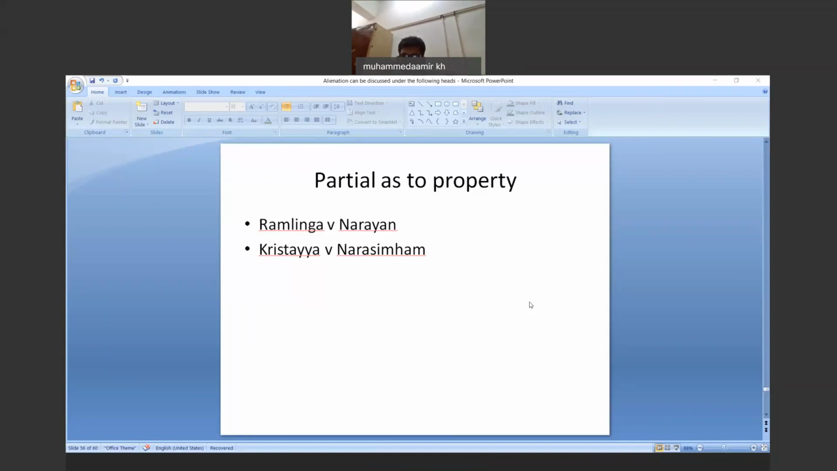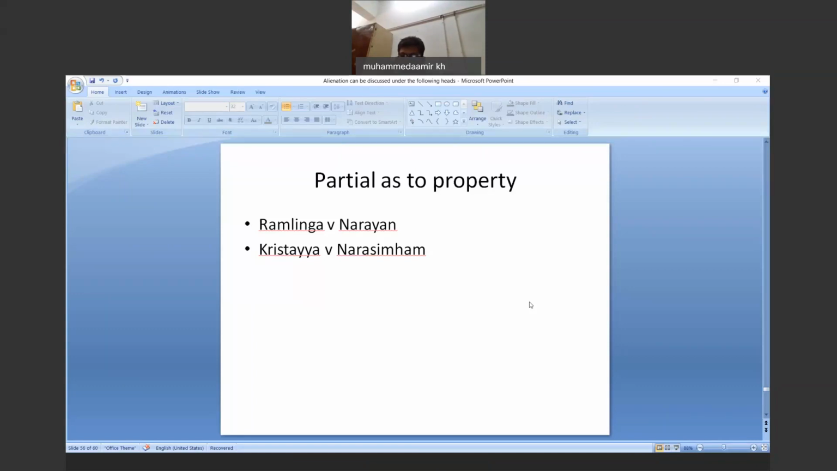So in this particular case of Christia versus Narsimham, an old case propounded by the Madras High Court, the property was situated in different districts, several districts, as I discussed in the last-to-last slide. The district court is competent to effect partition of those properties which are situated in different jurisdictions.